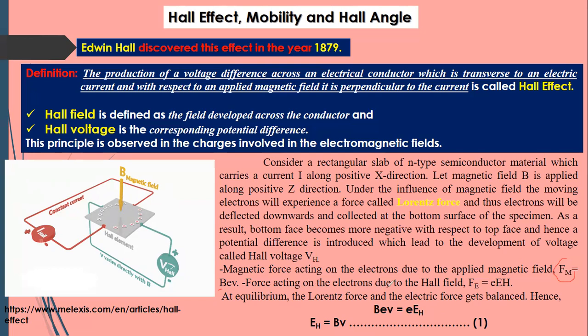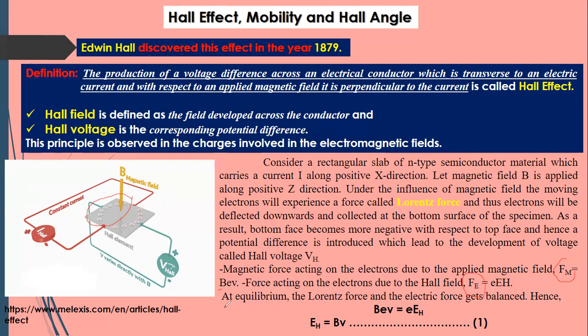Therefore, the force acting on the electrons due to the Hall field, whatever force acts on the electrons due to the Hall field, is F_E, which is equal to e E_H.